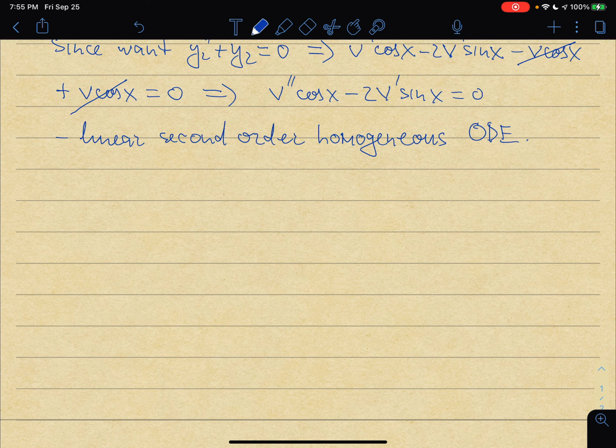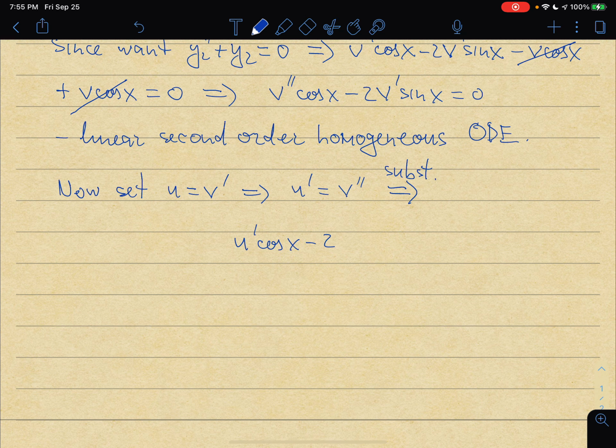What I'm going to do is I'm going to set u to be v prime. If I set u to be v prime, so that is my new unknown function, then u prime is v double prime, right? Because if u is the first derivative of v, then the first derivative of u is the second derivative of v. And so then I'm going to substitute this into the equation. And my equation then becomes u prime cosine of x minus 2u sine x equals 0.